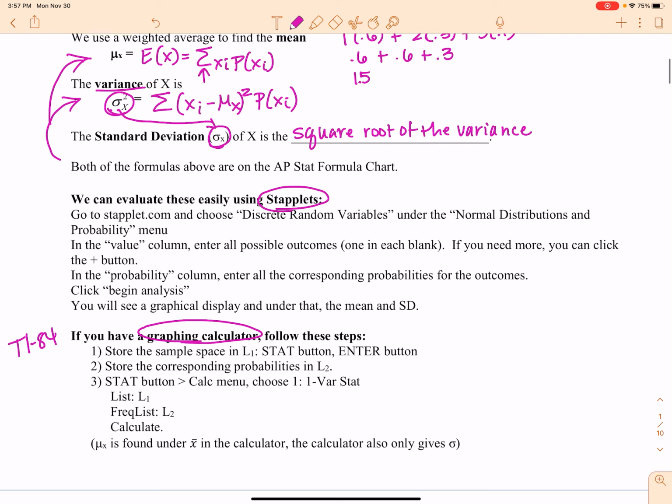So hopefully this was a good intro video for you to discrete random probabilities. Now we're going to do some examples. Yeah, baby.